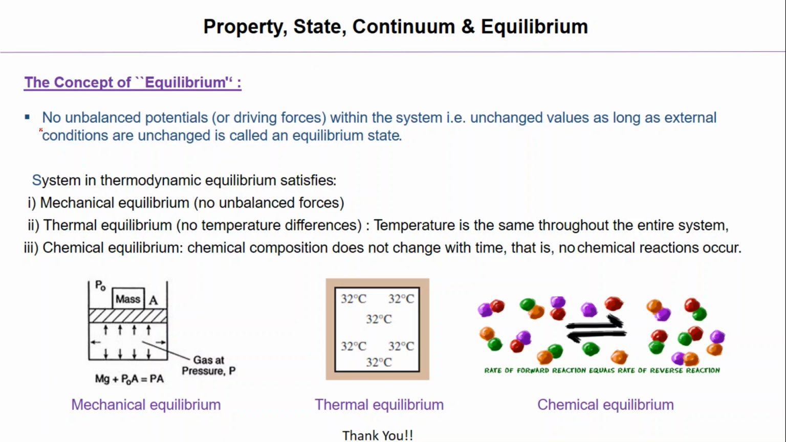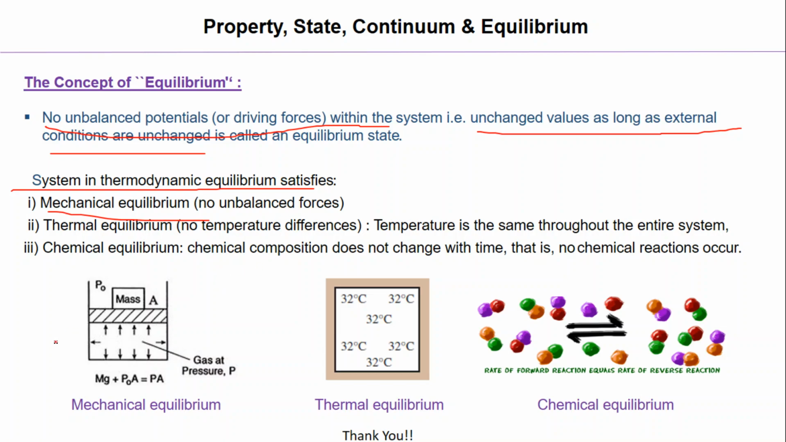So what is equilibrium? It is defined as there being no unbalanced potential forces within the system. The system will be called in an equilibrium state if its values are unchanged as long as the external conditions are unchanged. So if external conditions remain the same, the system will also be in the same condition, because equilibrium is maintained. And we say that the system is in equilibrium when it fulfills three conditions. One is mechanical equilibrium, meaning there are no unbalanced mechanical forces.